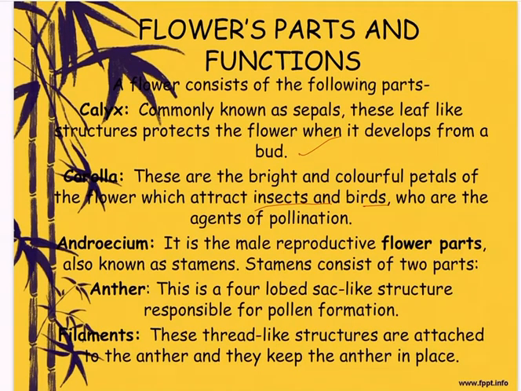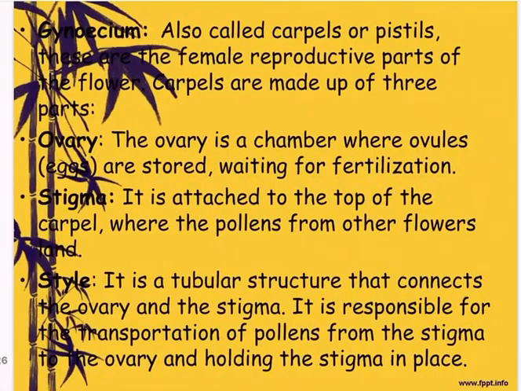It is the male reproductive part of the flower, also known as stamens. Stamen consists of two parts. One is the anther, the second one is the filament. Anther is a four-lobed sac-like structure responsible for pollen formation. Pollen grains are formed here. Whereas the thread-like or tube-like structure that is attached to the anther is called the filament, and it keeps the anther in place. That is the function of androecium.